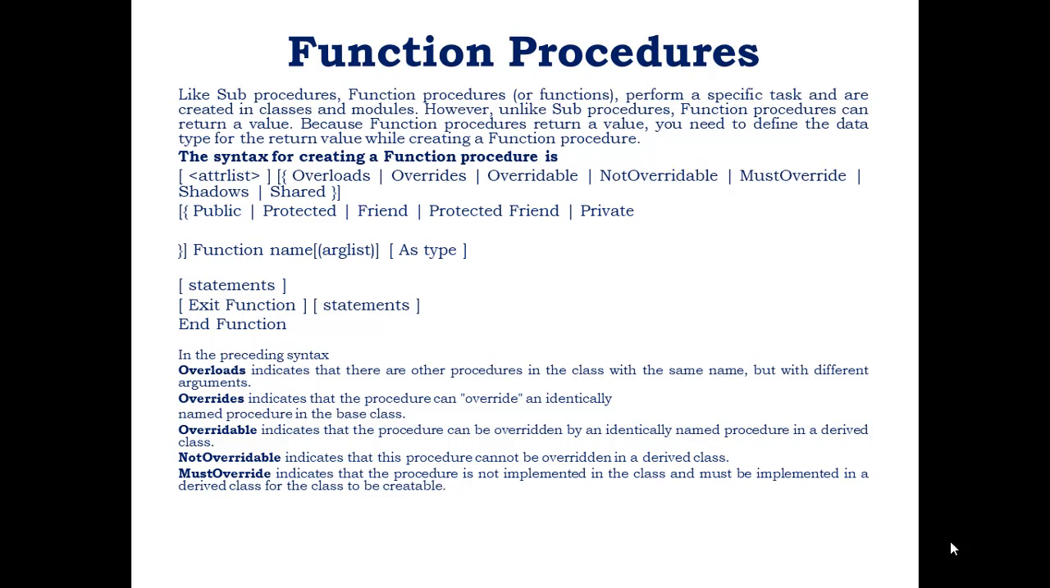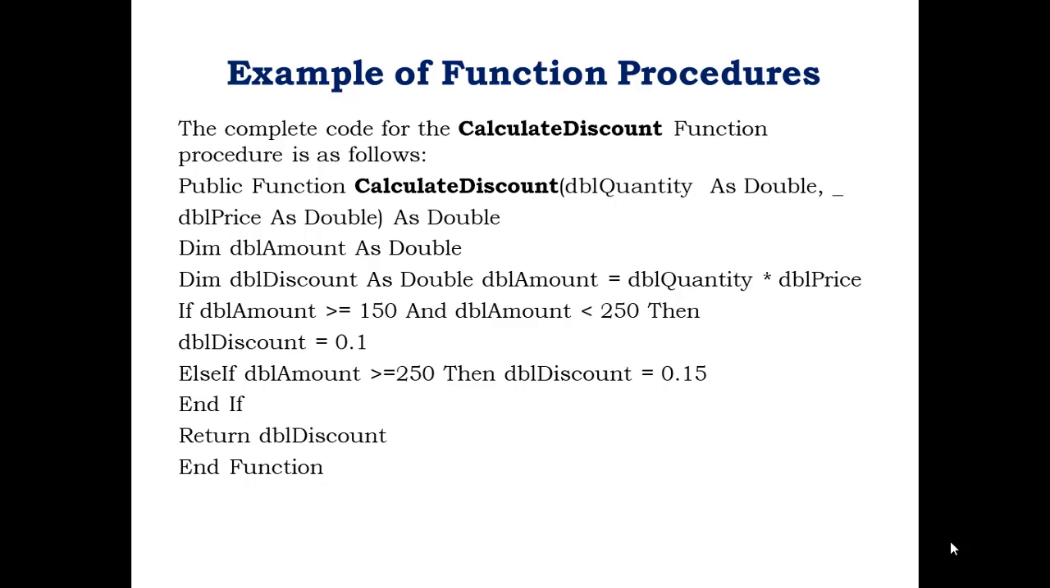What is the main syntax? The same as for a sub procedure. The optional cases are attribute list, Overloads, Overrides, Overridable, NotOverridable, MustOverride, Shadows, Shared. The different types of access modifier, also optional, are Public, Protected Friend, Protected, Friend, Private. Function is the keyword. Name is the name of the function procedure. Argument list As type, data type. Statement, Exit Function, statement, End Function. So again it is repeated the same as for a sub procedure: Overloads, Overrides, Overridable, NotOverridable, and MustOverride.